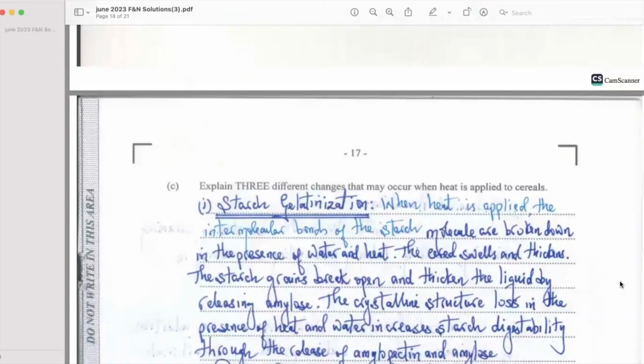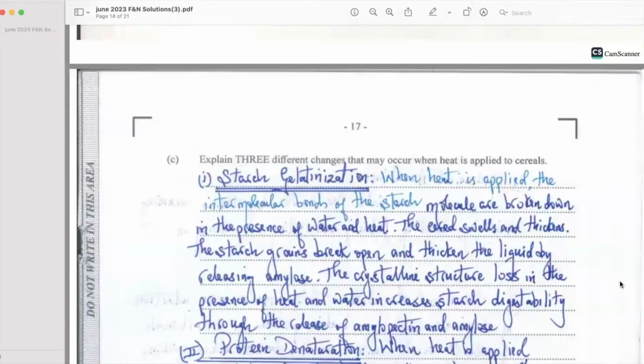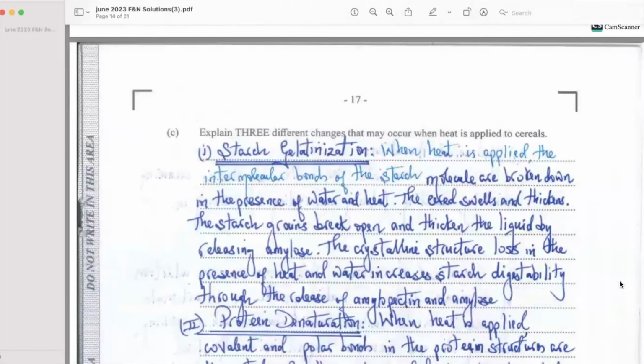State 3 different changes that occur when heat is applied to cereal. So one, and this is a big one: starch gelatinization. This is when heat is applied to the starch molecule. So it swells, yeah? So it gets larger.